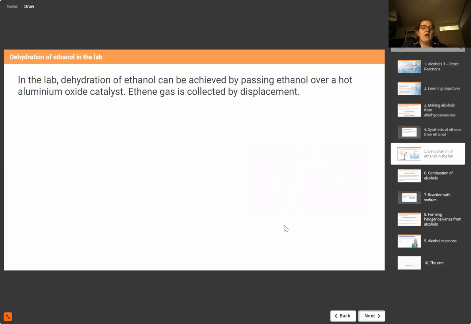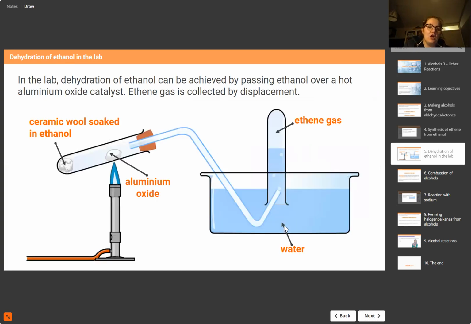So in the lab, dehydration of ethanol can be achieved by passing ethanol over a hot aluminium oxide catalyst. So we've got ceramic wool soaked in ethanol here and our aluminium oxide in our test tube. As we heat it, the ethanol is going to start to evaporate. It's going to pass over the aluminium oxide catalyst. When that happens, it's going to release ethene gas, and that's going to go down the tube and be displaced in here as ethene gas up here.